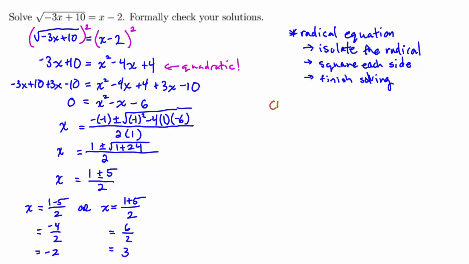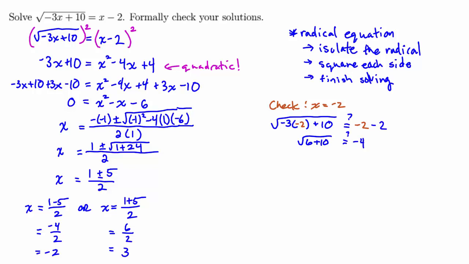First, I will check that first proposed solution. So for x equals -2, I'm going to put that into the original equation. So I will take the square root of -3 times -2, and then I'm adding 10, and that's all inside a radical, and I'm going to check if that is equal to -2 minus 2. So I had x minus 2 on the right, I replace x with -2. When I simplify this, on the left I'm going to get the square root of 6 plus 10, and then I'm checking if that's equal on the right to -4.